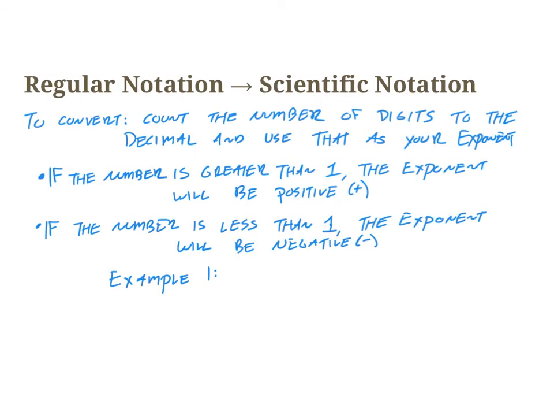The other thing you're going to be asked to do is convert regular notation to scientific notation. To do that, you count the number of digits to the decimal, and then you use that as your exponent. Some things to keep in mind: if the given number is greater than 1, the exponent has to be positive. And if the given number is less than 1, the exponent has to be negative.